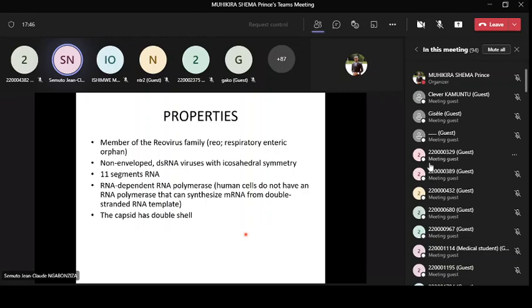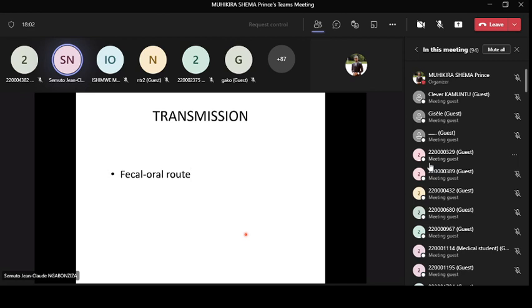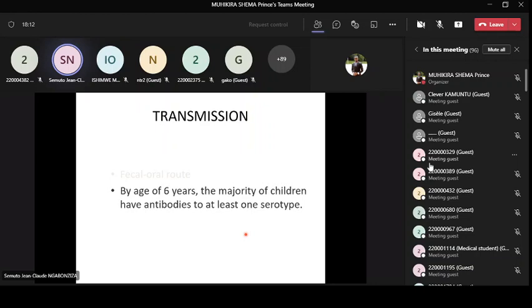The capsid has a double shell. We have six serotypes, based on antibodies or antigens, A to F. Transmission is feco-oral: the virus is in feces, then taken by the oral route. By age six, the majority of children have antibody to at least one serotype. It is so prevalent that everyone has such antibody.